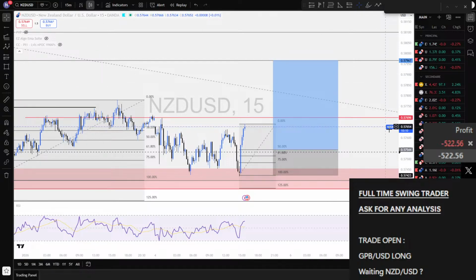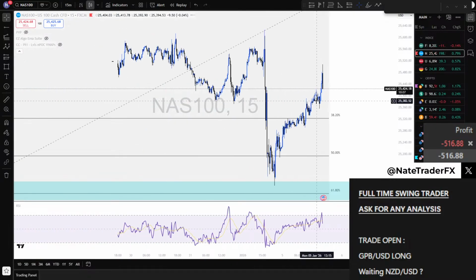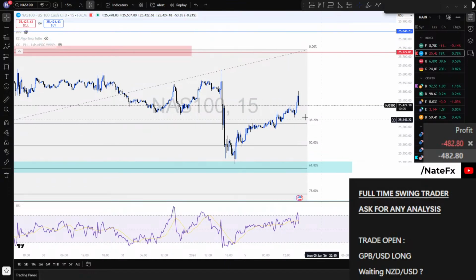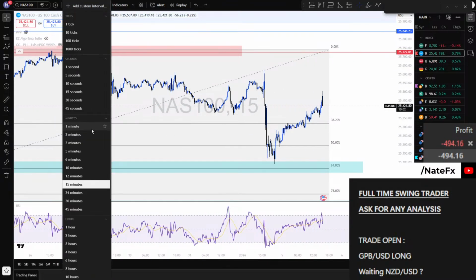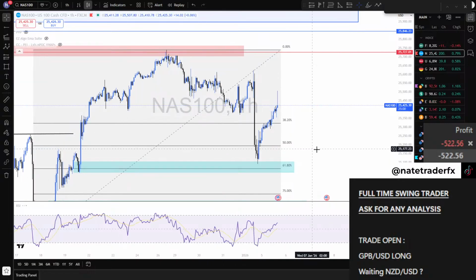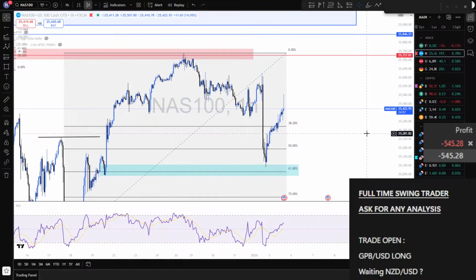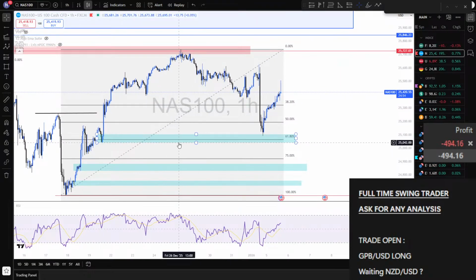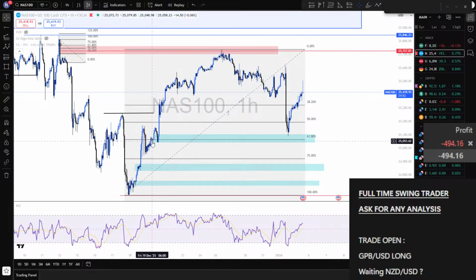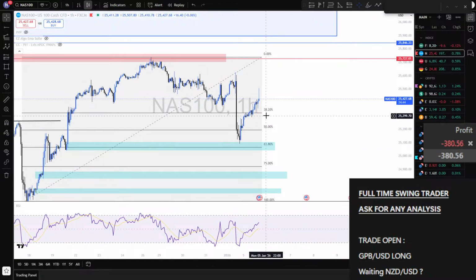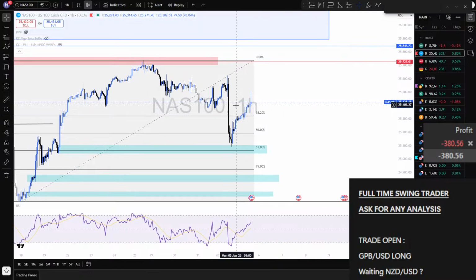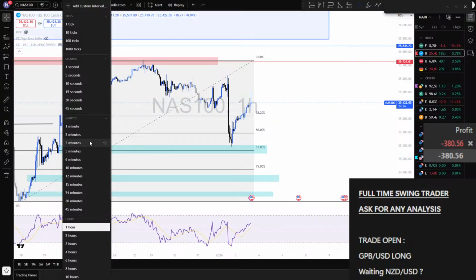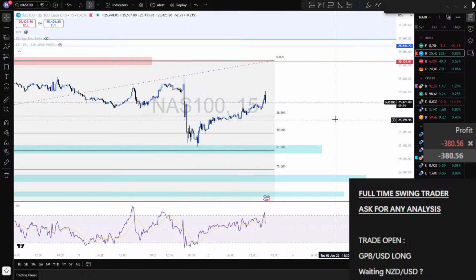I did not check Nasdaq because most of the time I don't trade him, but I know some of you like it, so he bounced here in 1 hour. Unfilled POI here. Okay. The issue here in 1 hour is that you don't have any liquidity, so maybe we need to go in 15.